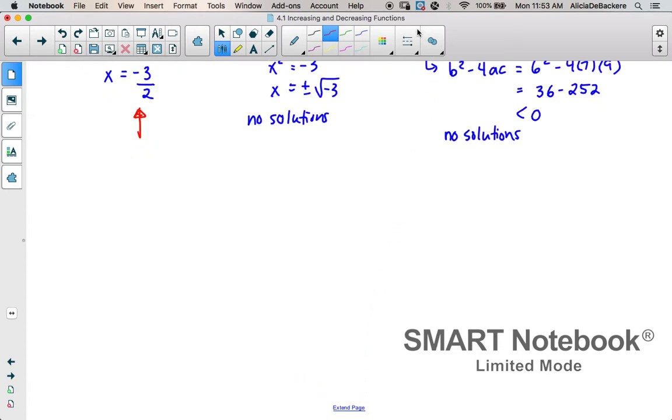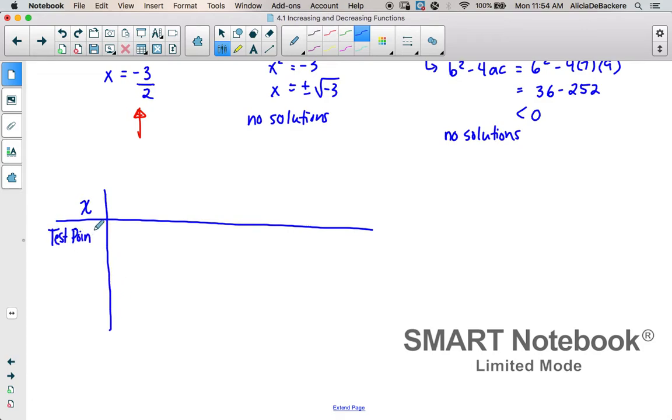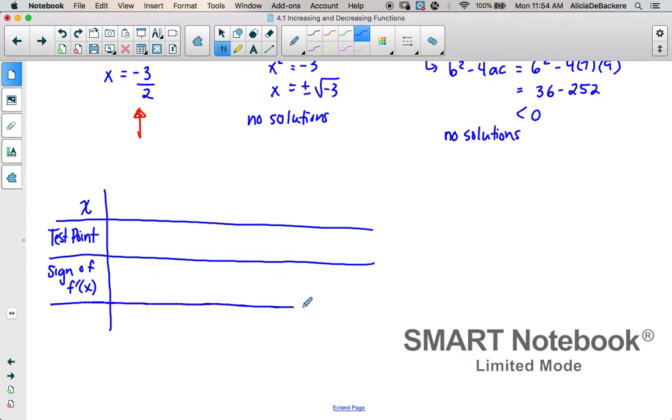I'm going to create a chart. Your chart is going to have the x intervals across the top. And then there's going to be a row for a test point. And then a row to tell me what is the sign of f prime of x. You can actually find the actual number if you want, but I only need you to record the value. Is it positive or is it negative is all I care about. And then the last row is going to be to talk about the behavior of f at x. What's the graph look like?